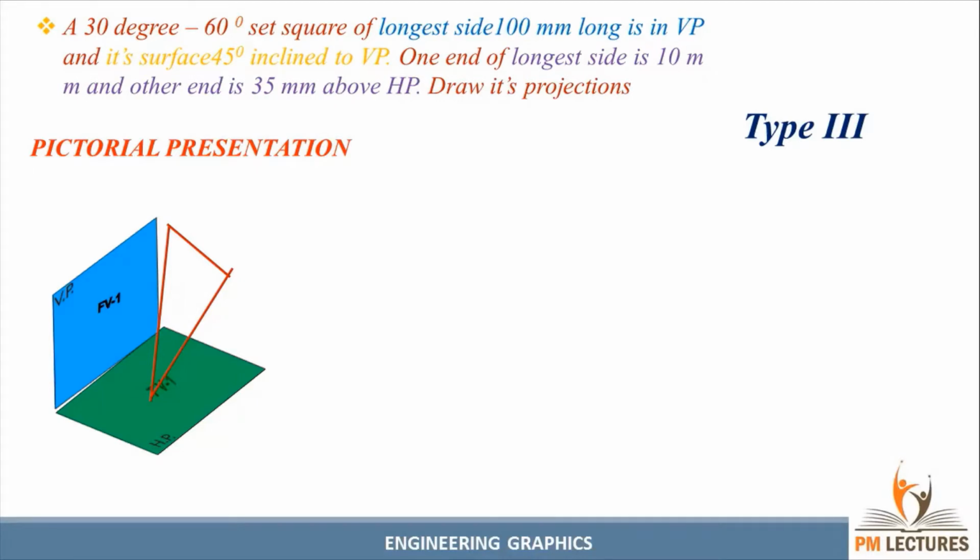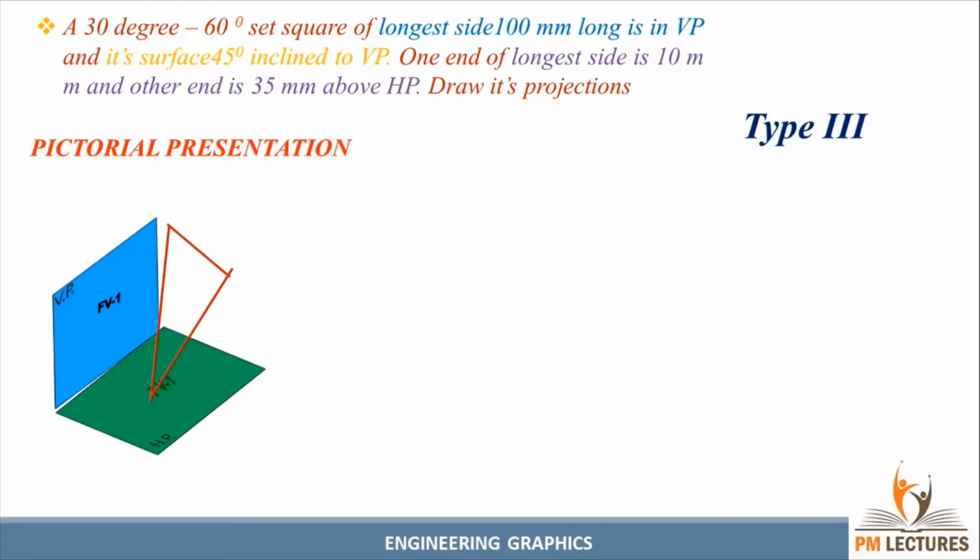So first we can write the given data. Here the polygon is a set square and the surface inclination is given as 45-degree inclined to VP, and the dimension is 30 degree, 60 degree and the longest side is 100 mm. And here the edge inclination is not given, so there is no edge inclination.